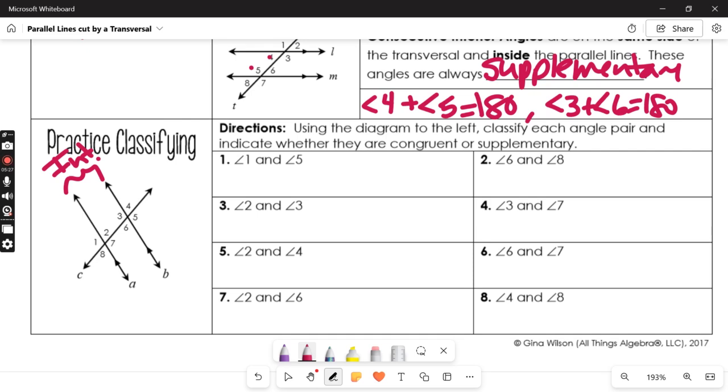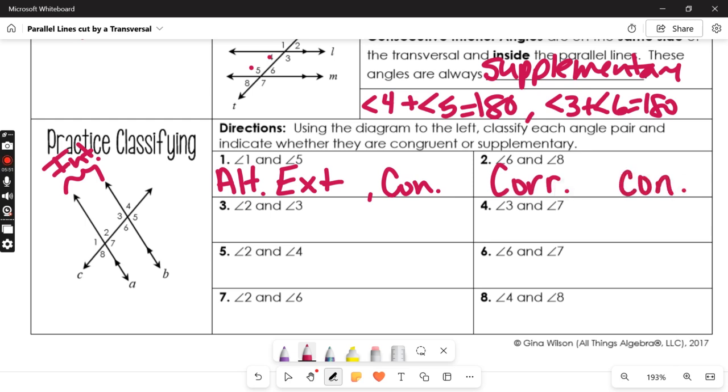Okay, angle 1 and 5 are alternate exterior angles, and that makes them congruent. I'm abbreviating on these, and you're more than welcome to as well. Angle 6 and angle 8 are corresponding angles, which makes them congruent. So you should have two names on here: the name and then whether it's congruent or supplementary.